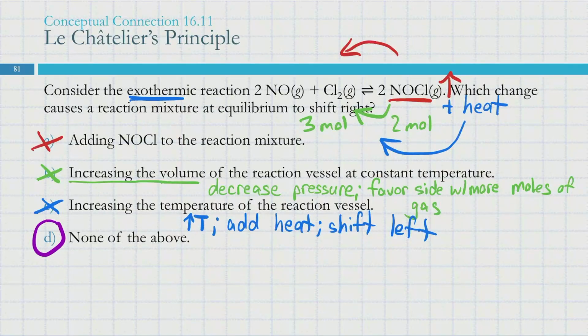If we're able to remove our product by filtering it or something, we can just constantly remove product. That would cause our NO and our chlorine gas to constantly be shifting to the right, producing more product. That would let us use up our reactants. We could pump in more of our reactants. That would cause more of our product to be formed. Knowing that it's exothermic, we could also cool it down. Maybe NOCl is something that we can trap at low temperature to pull it out of the reaction mixture. So that would also be another way that we could shift this to the right.